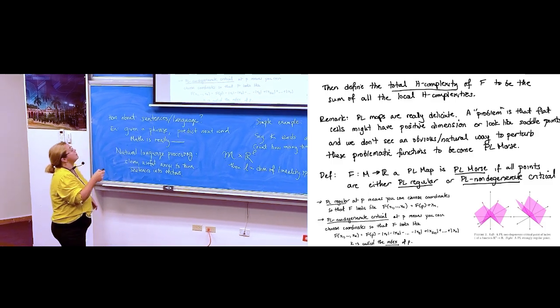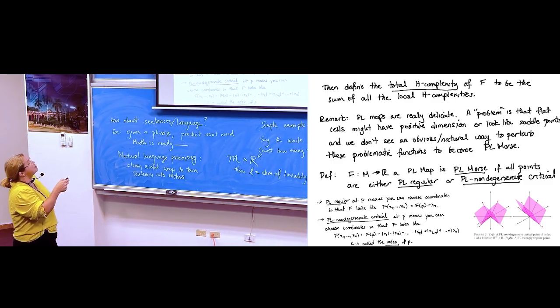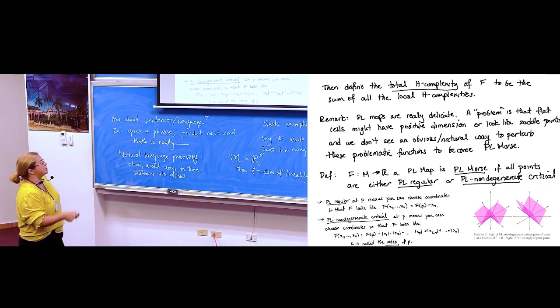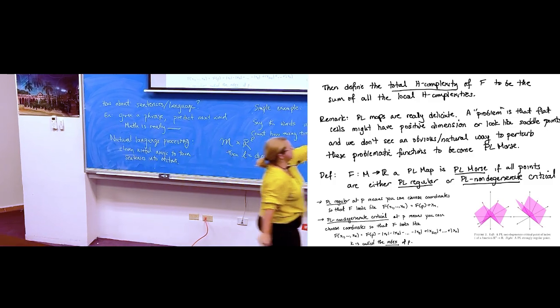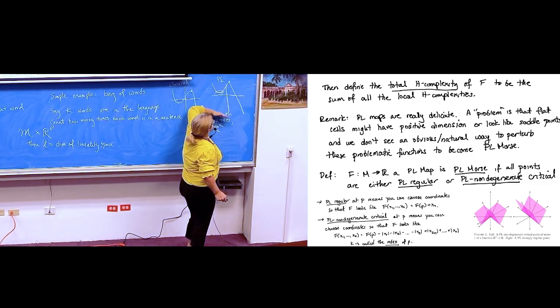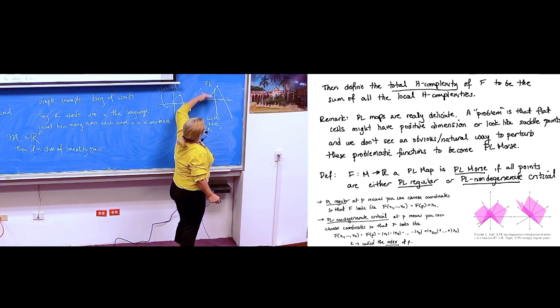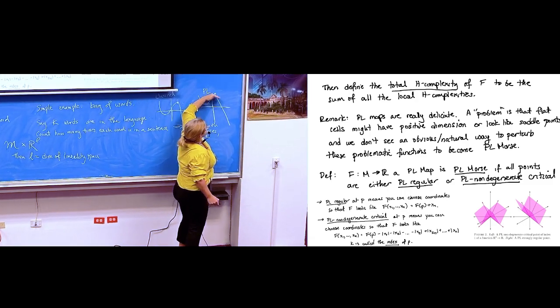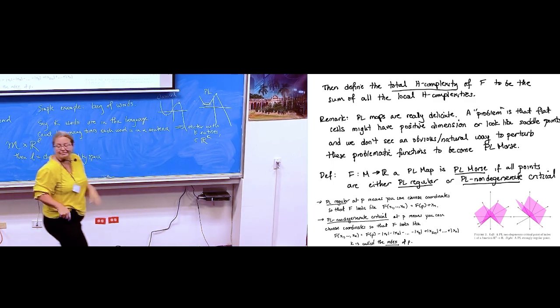And then you could define the total H complexity to be the sum of all the local H complexities. So as you're moving your threshold, there's some complexity that you get from this one, keep going, there's some complexity you get from this one. You add it all up.